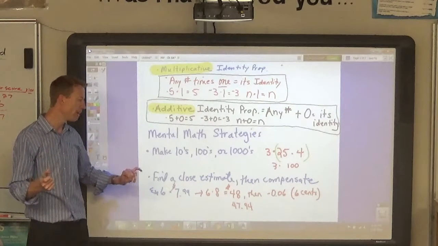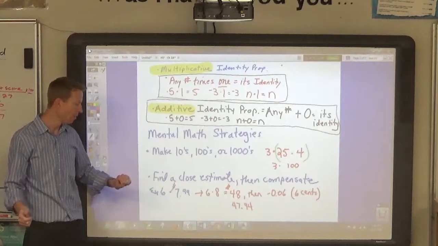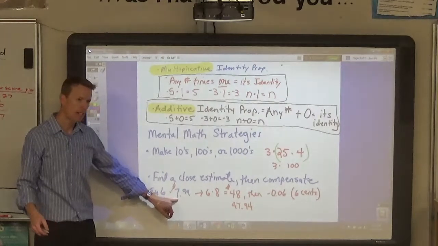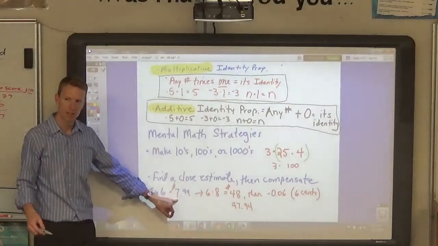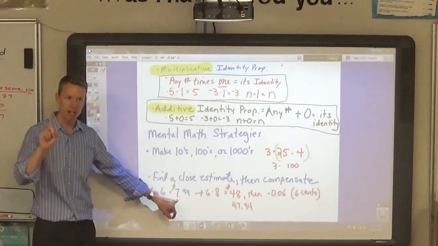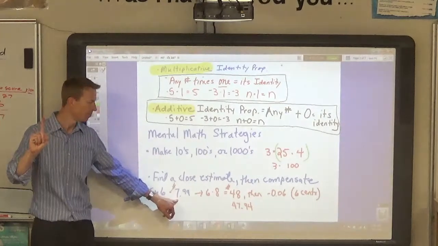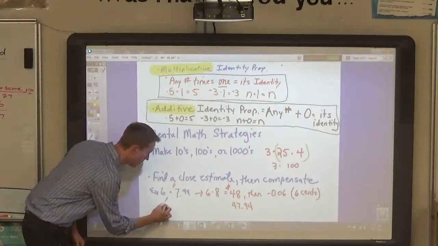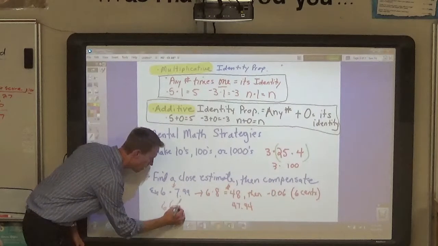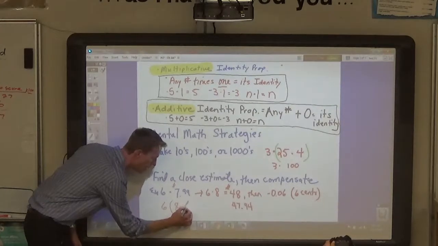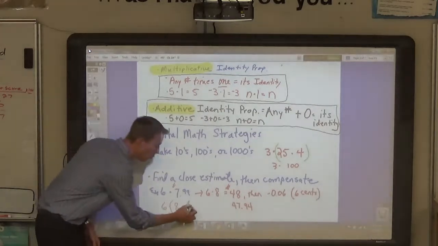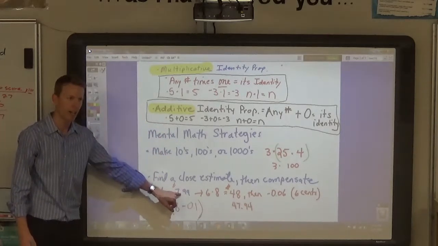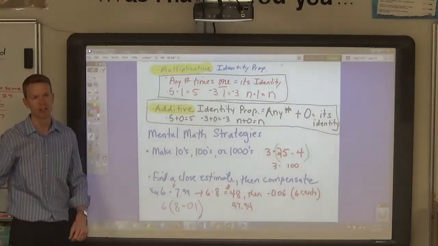So to find the actual amount, we could think of this as 6 times 8 minus 6 times 1 cent, which is written here. 6 times 8 minus, in other words, take away 1 cent, because we're not talking about $8, we're talking about $7.99. Sit down, Alex.